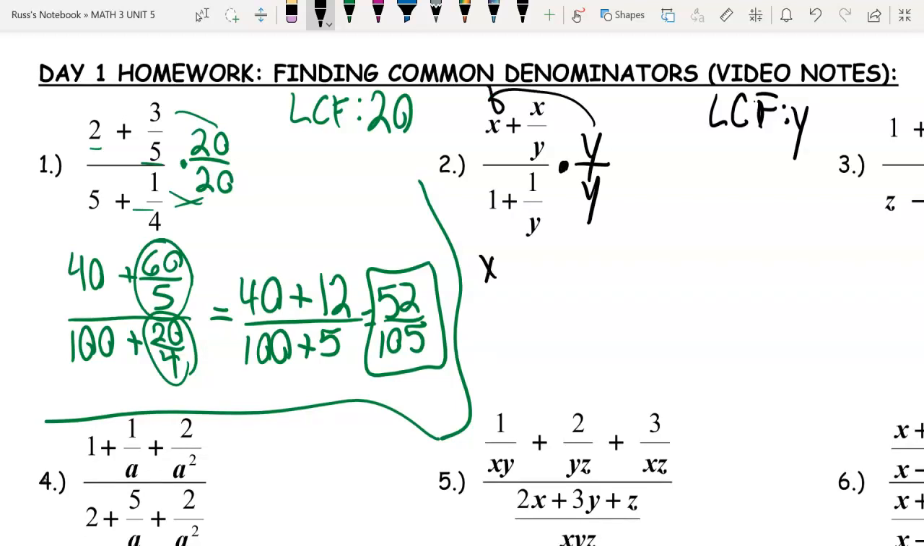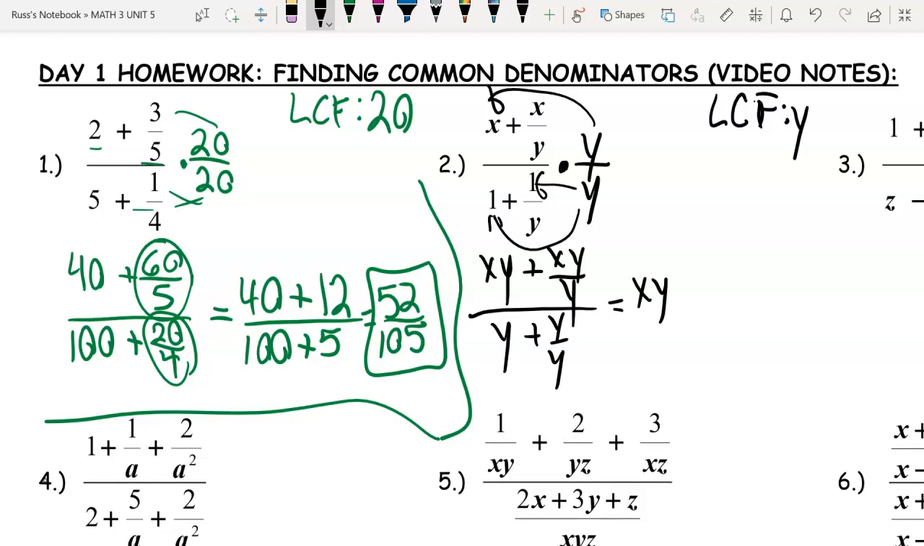So y times x is xy plus xy over y. On the bottom, y times 1 is y. Y times 1 is y. But what should happen is my fractions go away. So I get xy plus x, because the y's here reduce out, over y plus 1.